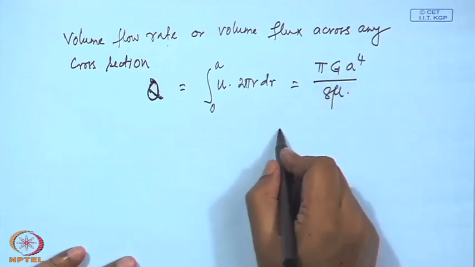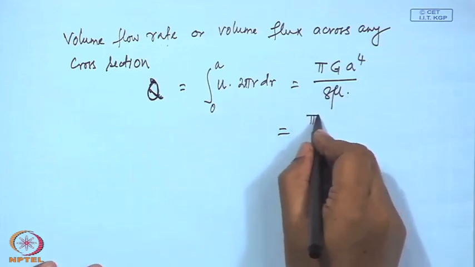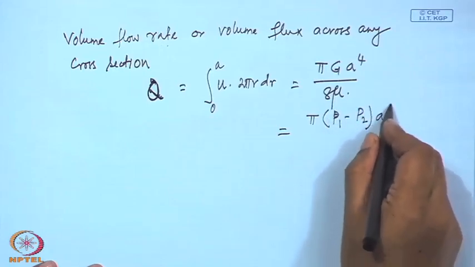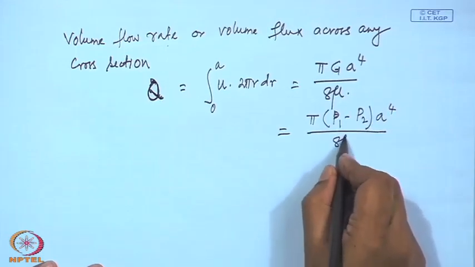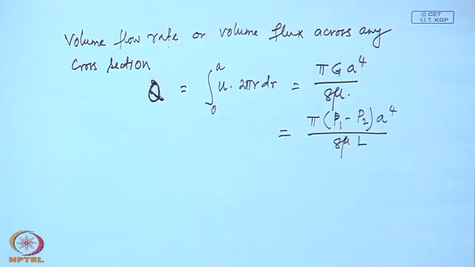And that g can be written as, if we consider that at 2 stations 1 and 2, the distance between them is length L, then the pressure gradient is P 1 minus P 2 by L. So, if we consider a length L of the tube and the pressure at those 2 points is P 1 and P 2, g is the derivative of the modified pressure, obviously.